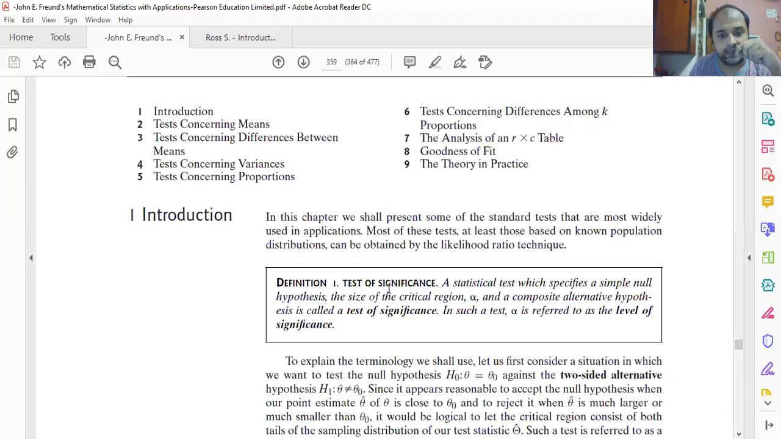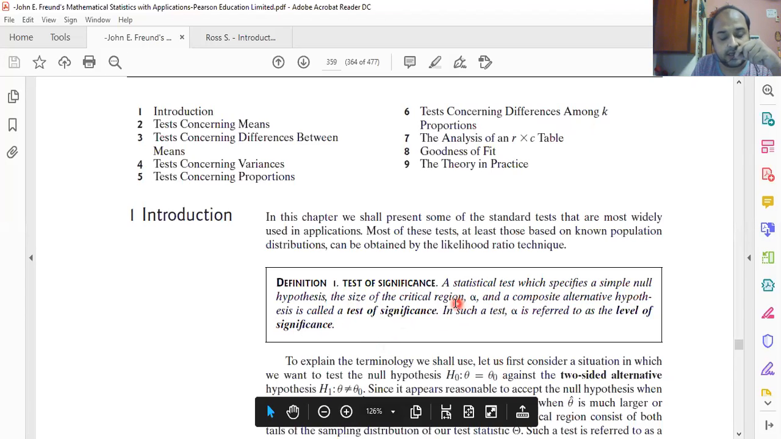I have decided that in today's class, I must discuss the test of significance, and specifically the way by which the conclusion is drawn after testing a particular hypothesis based upon a system. A test of significance is a statistical test which specifies a simple null hypothesis, the size of the critical region alpha, and a composite alternative hypothesis.